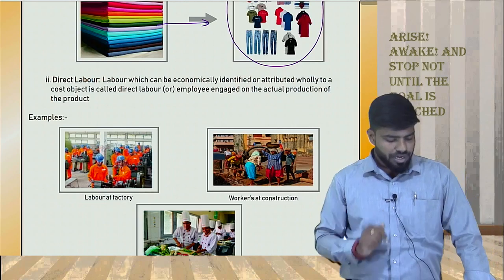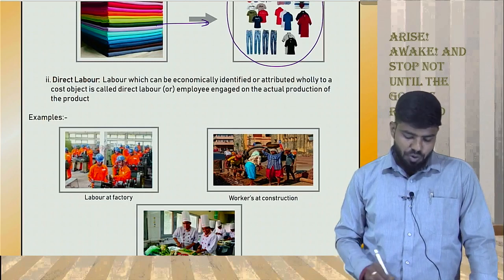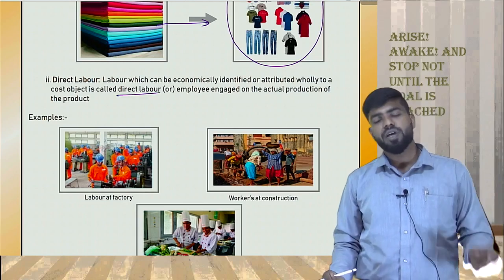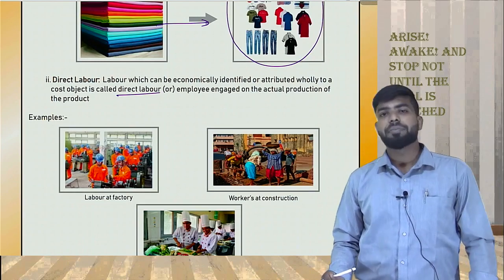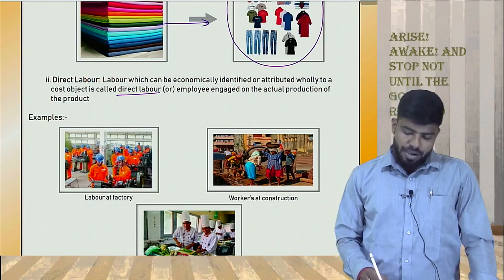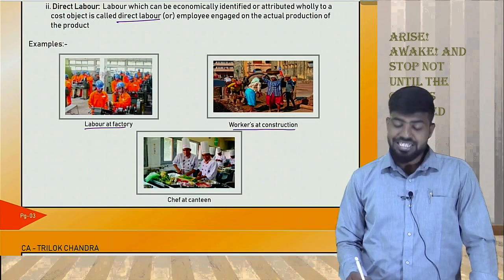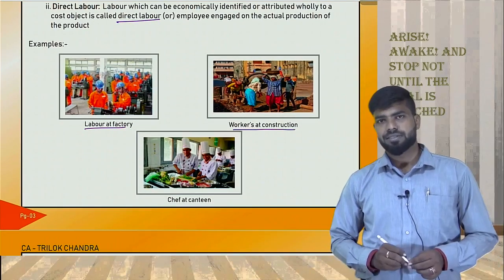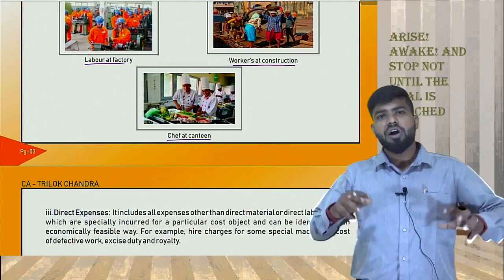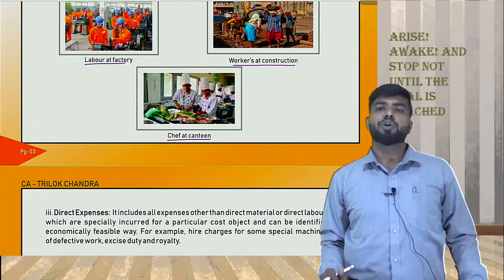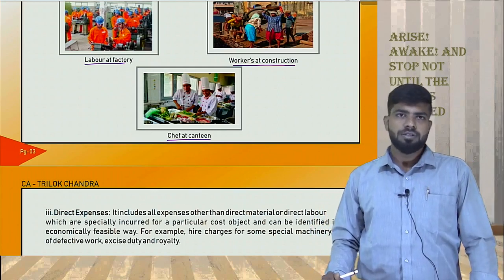All of you understood? If you look at the examples I have given here, labor cost which can be economically identified or attributed wholly to the cost object is called the direct labor. If you are able to economically identify the labor cost to the product, it is called the direct labor cost. Now, employees engaged in the actual production of the product. Example: labor at a factory, workers at construction, daily wage workers, and chef at a canteen. All these categories of people are directly involved in the production, so they can be called direct workers. Understand what I am saying?